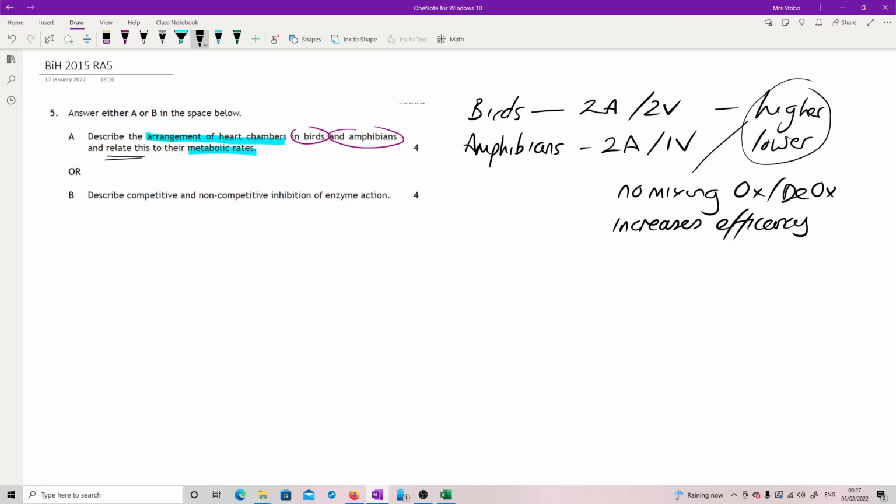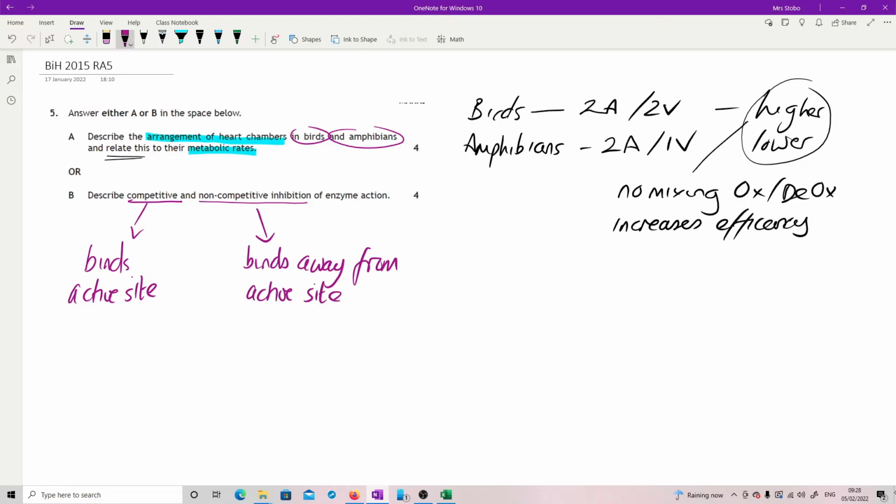For B, if you went down the route of the enzyme action, all we're trying to do is describe competitive and non-competitive inhibition. So you're looking for definitions here. So start with your competitive, and what we need to say is that the competitive inhibitor binds to, or attacks, or blocks, or whatever we want to say for that one, the active site. And for non-competitive, you want to say that it binds at some other point, so away from the active site.